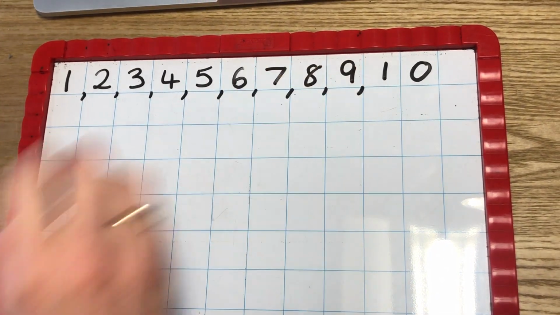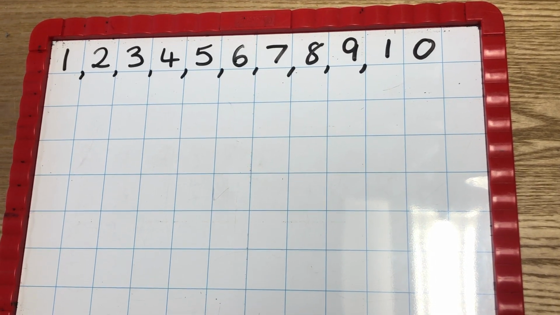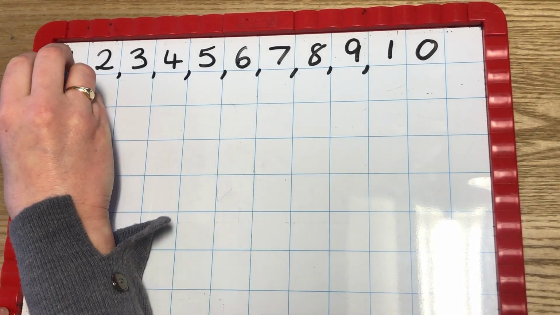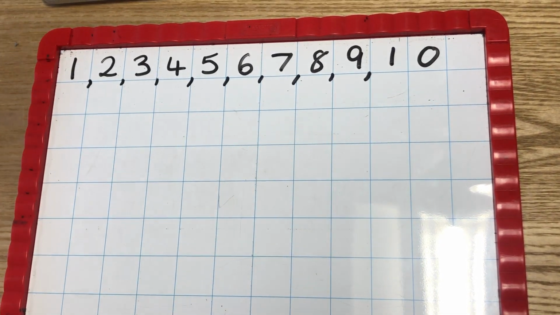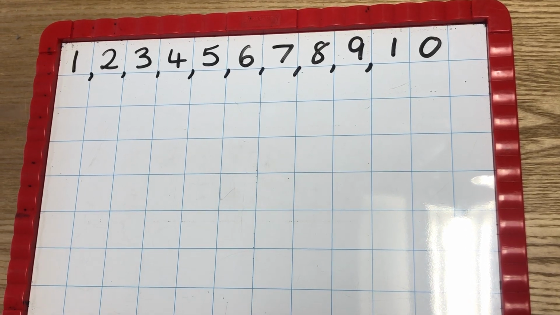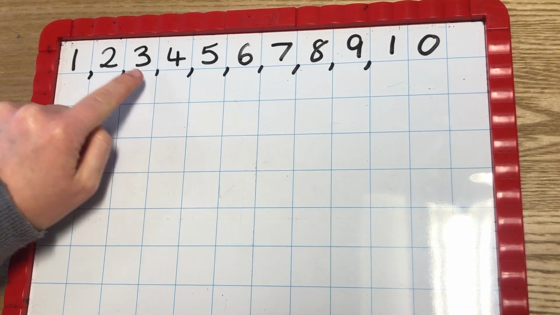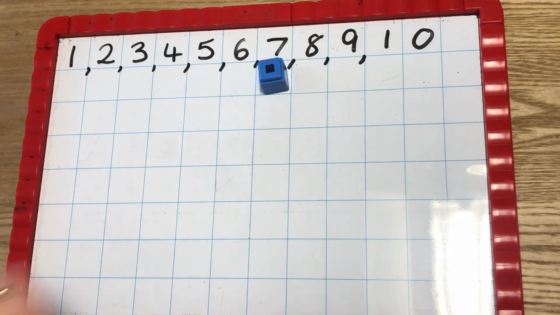Listen carefully to the next one. 1. There it is. Number 1. And the last one. 7. 1, 2, 3, 4, 5, 6, 7. There it is, number 7.